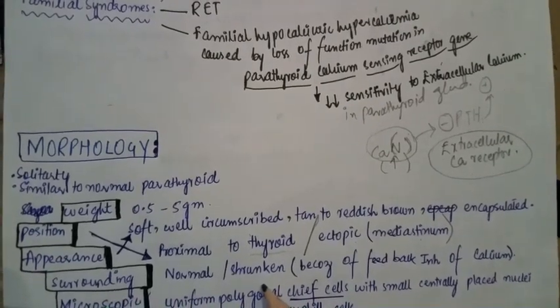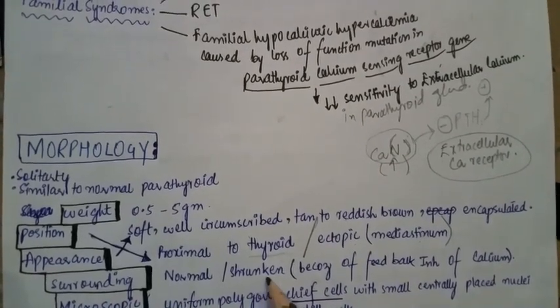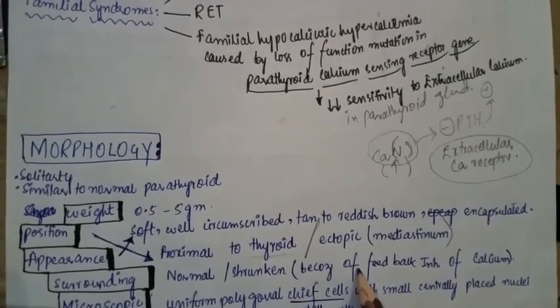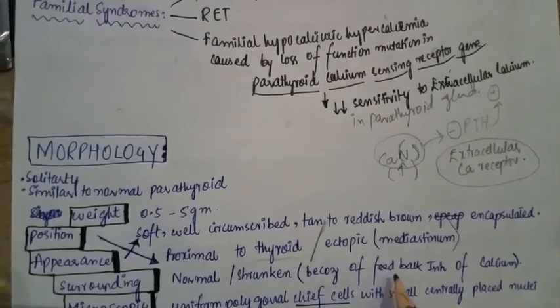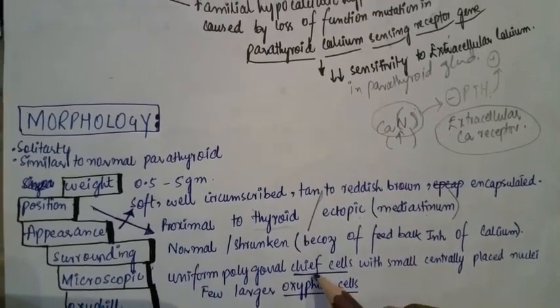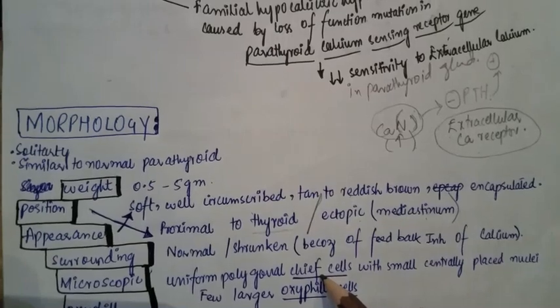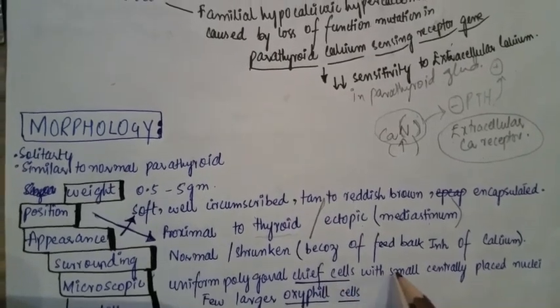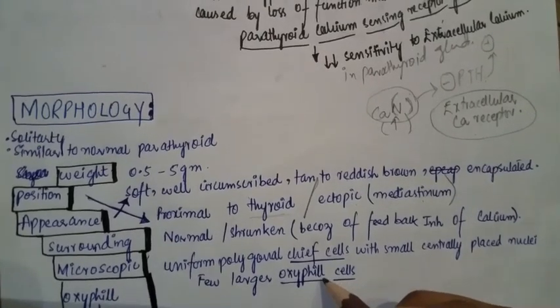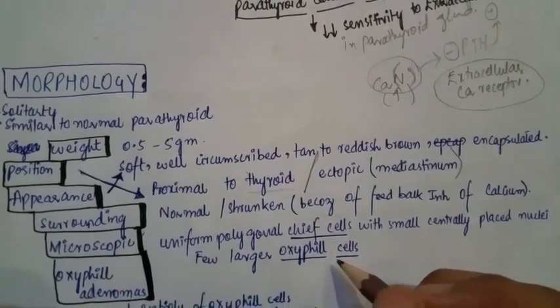What is the condition of the surrounding gland? Normal or shrunken. Why is it normal or shrunken? Because of the feedback inhibition by calcium. What will be the microscopic feature? Uniformly arranged polygonal chief cells, not oxyphil cells, with small centrally placed nuclei, but there will be a few larger oxyphil cells.